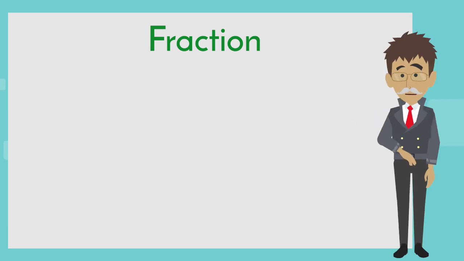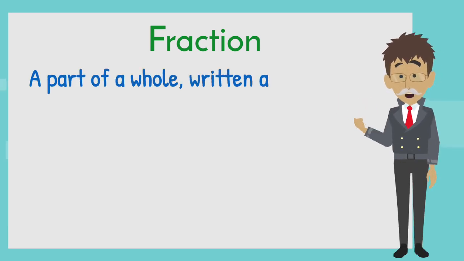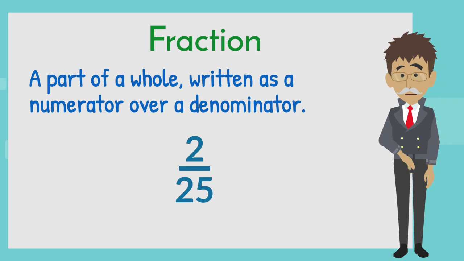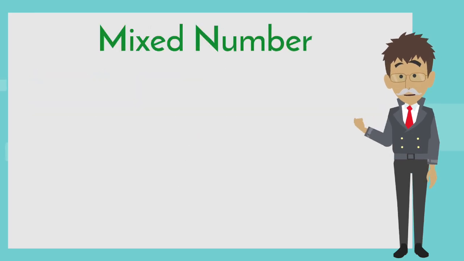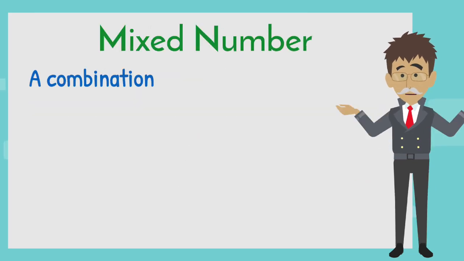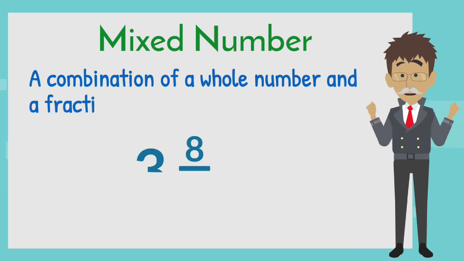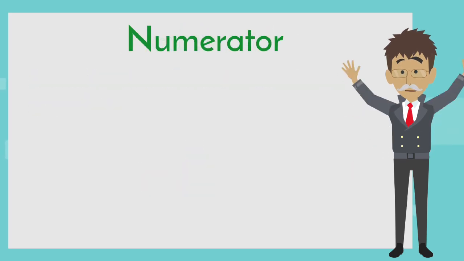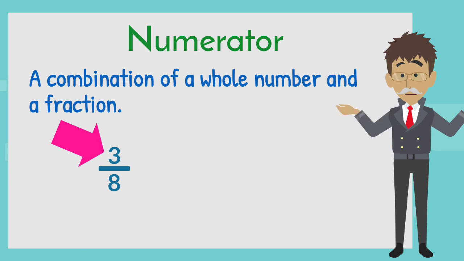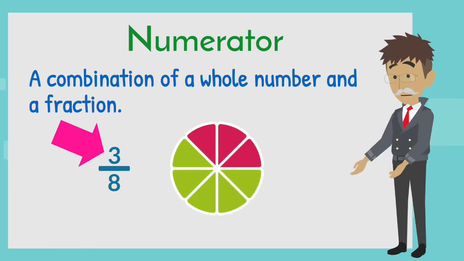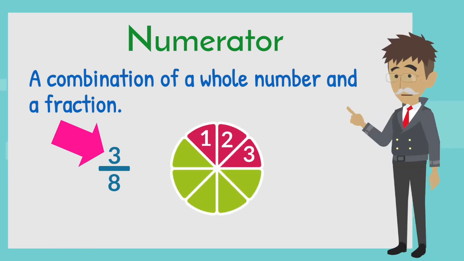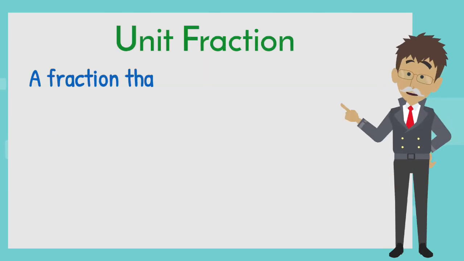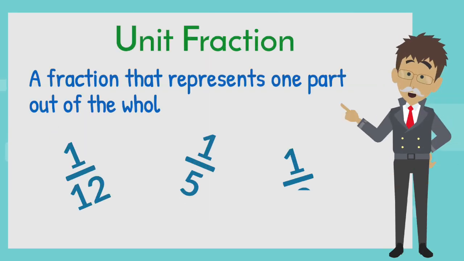Fraction. A part of a whole written as a numerator over a denominator. Mixed number. A combination of a whole number and a fraction. Numerator. The top number in a fraction. It tells how many pieces you are paying attention to. Unit fraction. A fraction that represents one part out of the whole.